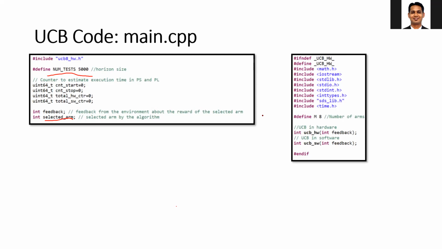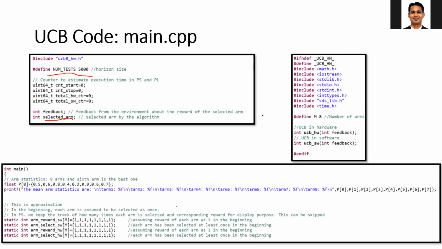Then in the main.cpp, we'll write the main function. Here I have selected 8 arms, and you can see that I have selected the corresponding probabilities, the mean rewards of these 8 arms. You can see that our 6th arm is the best arm because it has the highest mean reward. That means the probability of getting the reward 1 is 0.9.